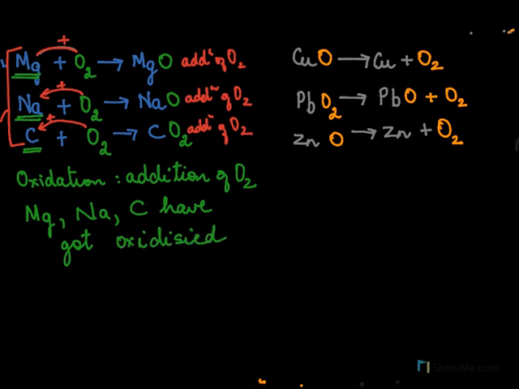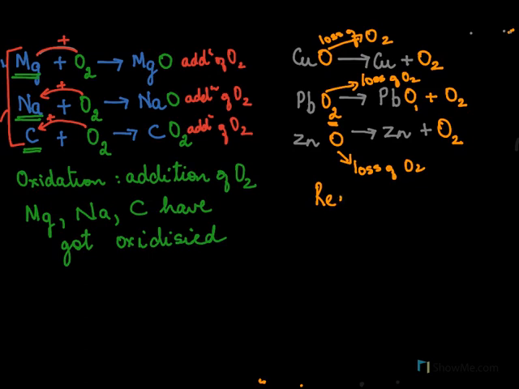Let's go to the other set of reactions. Here we have copper oxide, and what is happening to copper oxide? There is a loss of oxygen. It is losing oxygen. Same, we go to lead oxide. Here lead oxide is also losing oxygen. There were two oxygens here and now there is only one. Look at zinc oxide. Zinc oxide also loses oxygen to give you zinc. So all these compounds are said to undergo reduction.